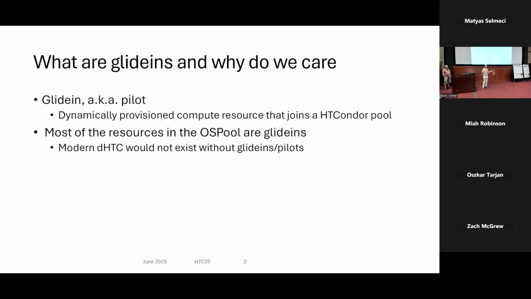Well, a glidein, which is also called a pilot in other areas, is basically just a dynamically provisioned compute resource that joins a Condor pool. Nothing more than that. And these days, most resources in the OS pools are glideins. So I would claim that modern DHTC would not exist without glideins. So we should care.